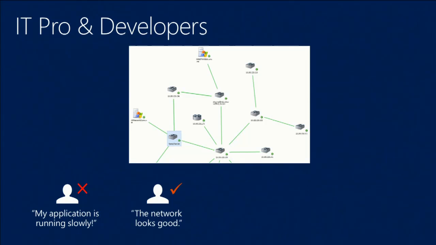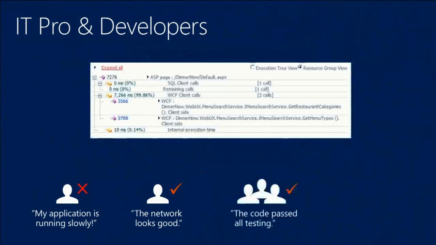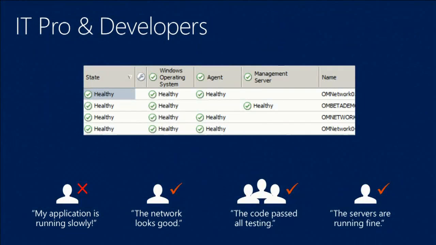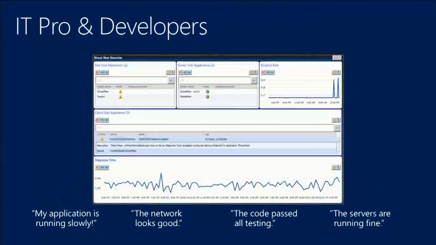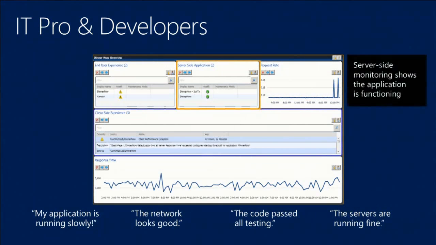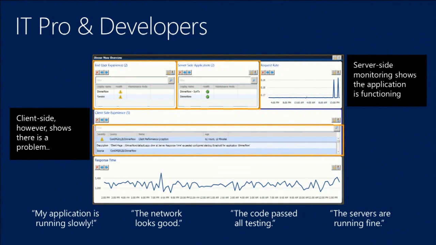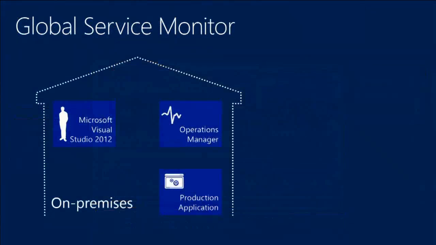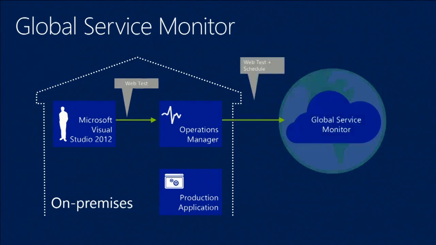And we touched on IT pros and developers. This is a big advantage of the Microsoft private cloud, to integrate those teams, to give you the visibility to get over the fact that the devs or the user is saying the app's running slow. You as the admin, network's looking good, the code was fine, that's all past testing, servers are up. This is the kind of visibility we can provide. When we start to look a bit deeper, server-side stuff, that's fine. The services are running. Client-side, that's where the problem is. So we can start to drill into that very, very quickly.